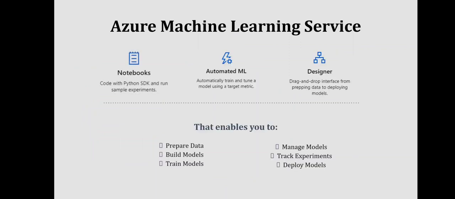So there are three main ways we can design a machine learning service in Azure. There are notebooks where you can write the code using the Python language, or you can use the automated train and tune system, or you can use the drag and drop pipelining system. This enables you to prepare the data, build models, train the models, or manage, track and deploy them.